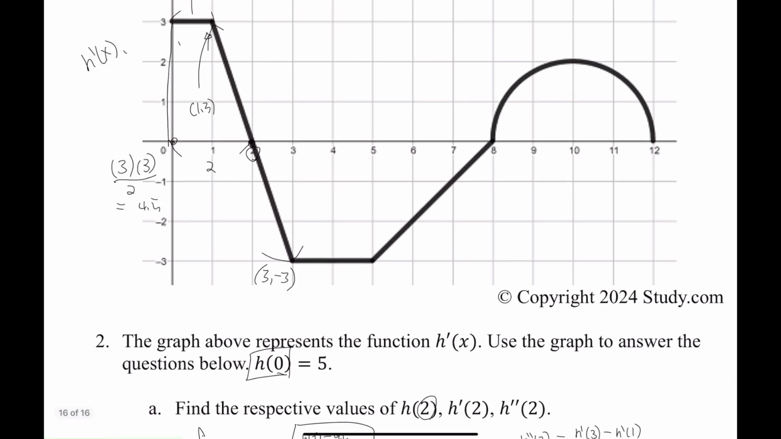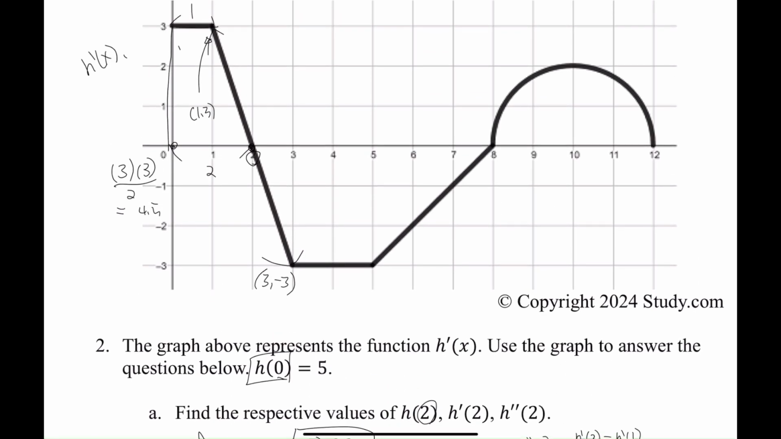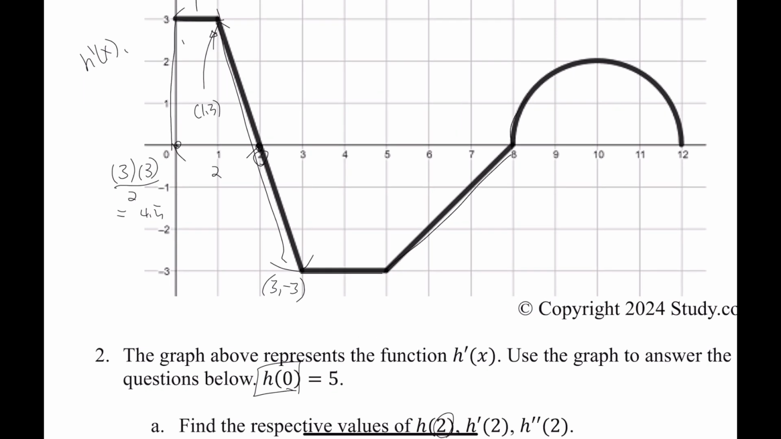So let's see. Here it's constant, so no need to talk about it. And it's decreasing, right? And then it's constant again. And then it's increasing, right? Increasing, still increasing, increasing to decreasing. So we have one point of inflection at (10, 2).